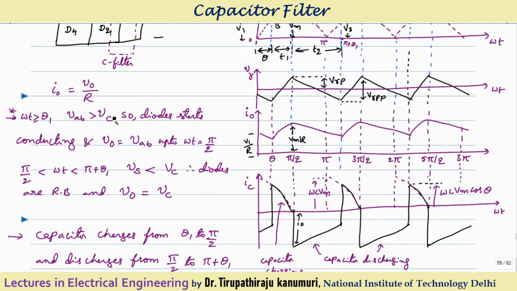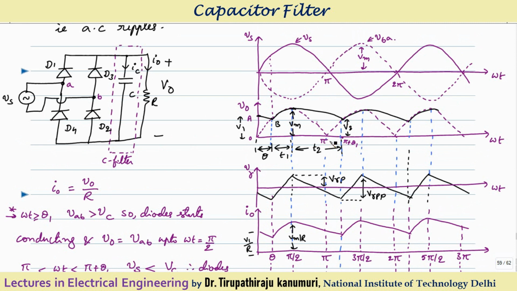I am discussing that here I naught is equal to V naught divided by R, and from omega t greater than or equal to theta 1, the value of VAB is greater than VC. So the diode starts conducting and V naught will be equal to VAB up to omega t equal to pi by 2. From pi by 2 onwards, as the capacitor current is greater than the supply current, automatically the capacitor only will supply to the load. The same thing I have represented here from pi by 2 to pi plus theta 1.